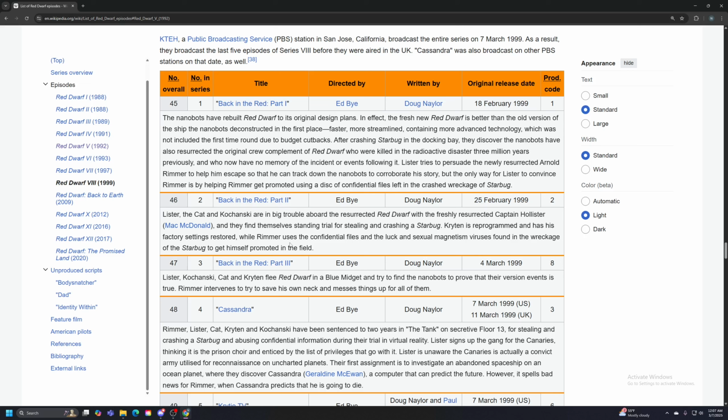complement of Red Dwarf who were killed in the radioactive disaster 3 million years previously, and who now have no memory of the incident or events following it. Lister tries to persuade the newly resurrected Arnold Rimmer to help him escape so that he can track down the nanobots to corroborate his story. But the only way for Lister to convince Rimmer is by helping Rimmer get promoted using a disk of confidential files left in the crashed wreckage of Starbug.